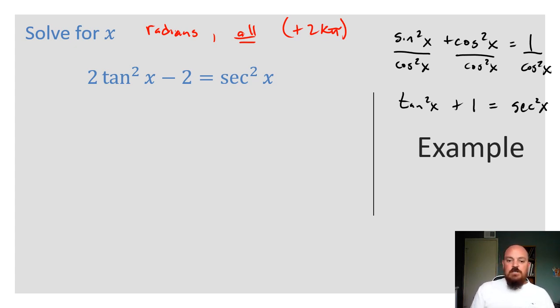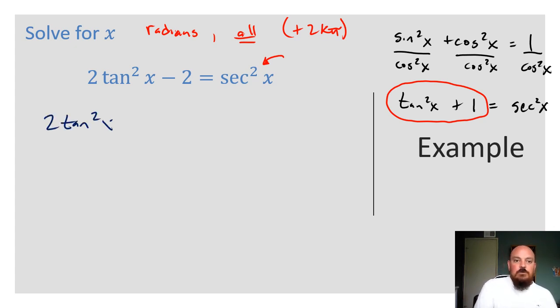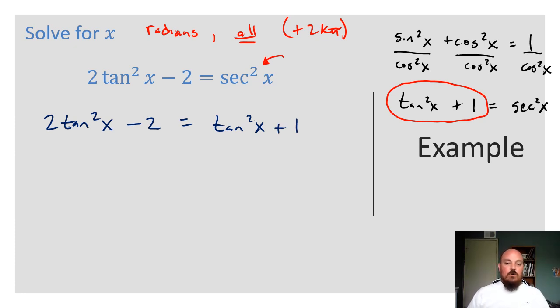So I think what I'm going to do is this substitution right here. If secant squared x equals tangent squared x plus 1, I'm going to put that right there. So let's do that. Let's leave this side of the equation, 2 tangent squared x minus 2. Let's change the secant squared x into tangent squared x plus 1. Now, it's actually more like part 1 again. There's really only one trig function in here.